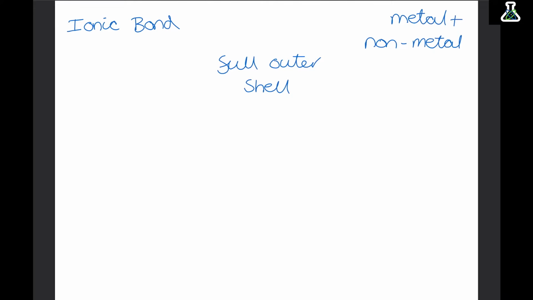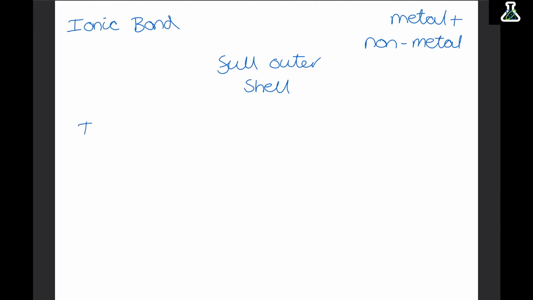Now an ionic bond is a bond between a metal and a non-metal. Now atoms bond to get a full outer shell. If atoms don't have a full outer shell, so that's 2 electrons in their first shell and 8 in all of the others, they're not very happy, they're not stable.